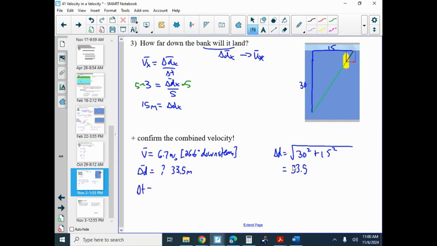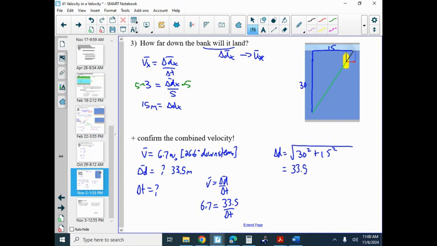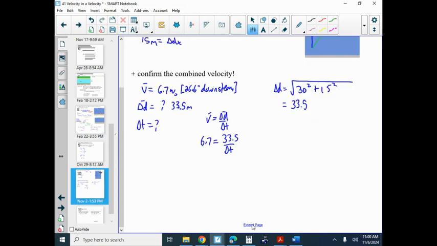What's our time? And so we're going to use velocity equals displacement over time and see what we get. So velocity was the 6.7, displacement diagonally is 33.5, and so we should get a time similar to, or really close to that 5 seconds, right? So let's calculate that out, see what we get.